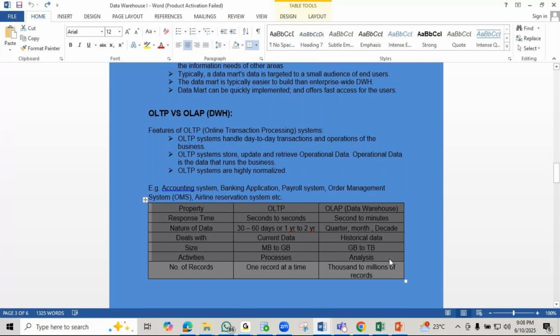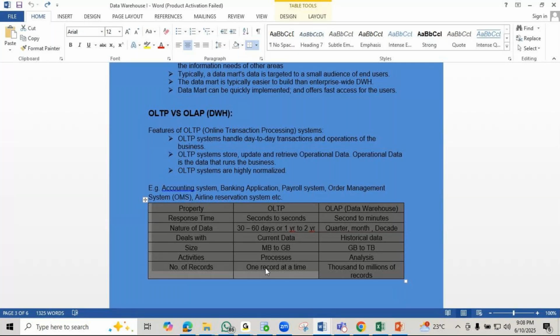Number of records: in OLTP it is one record at a time, and in OLAP it is thousands to millions of records at a time. What does it mean? One record at a time means, imagine that today Ismail has done one transaction. He has withdrawn 500 rupees from the ATM. Then in his bank statement, how many records will be displayed? One record at a time, the moment he does one transaction. So one transaction will be displayed.